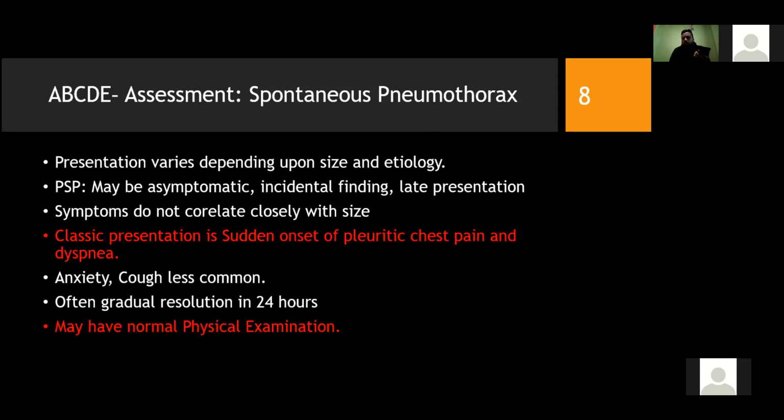Often in spontaneous pneumothorax there will be gradual resolution within 24 hours, and the physical examination can be normal, because that can be the initial finding most of the time. And 80 to 90% of pneumothorax cases in the emergency department are due to primary spontaneous pneumothorax.